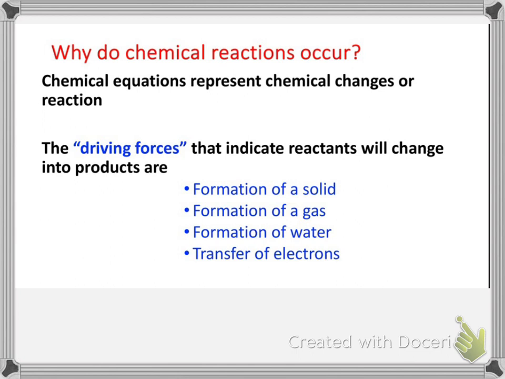So the 4 things that we can identify are formation of a solid, formation of a gas, formation of water, and the transfer of electrons, which we really can't see, but we'll talk about the other ones, how we can observe it. So those are 4 of the driving forces.